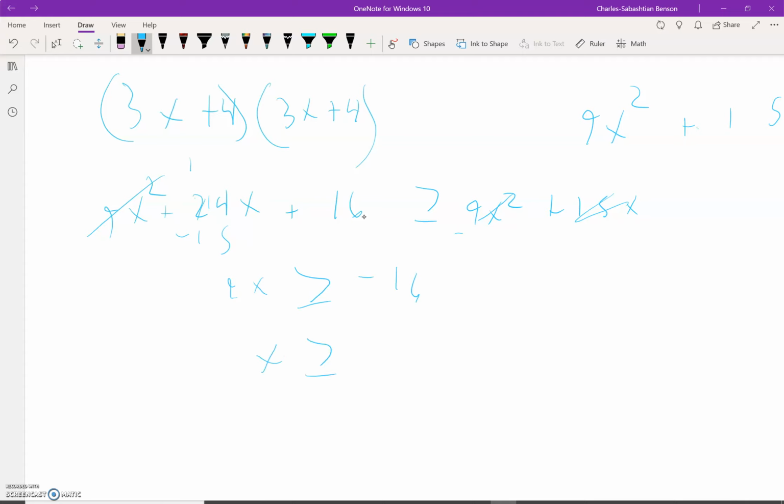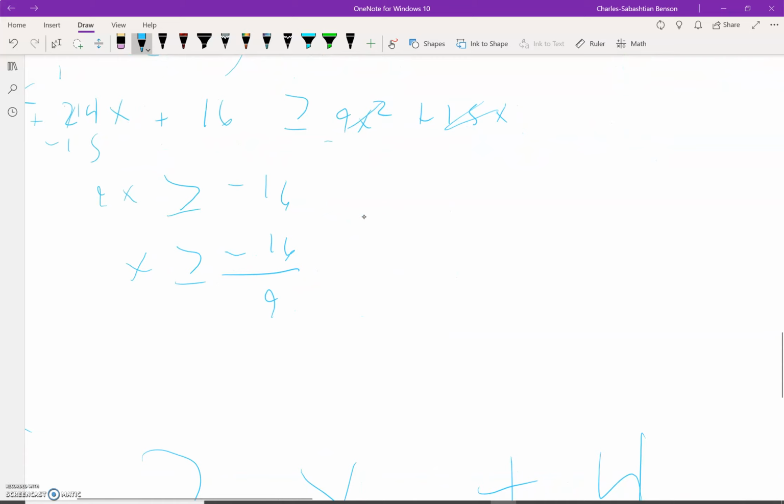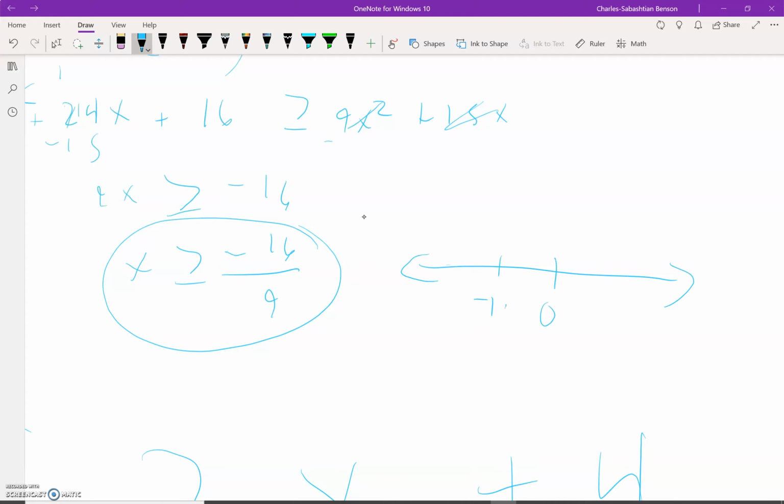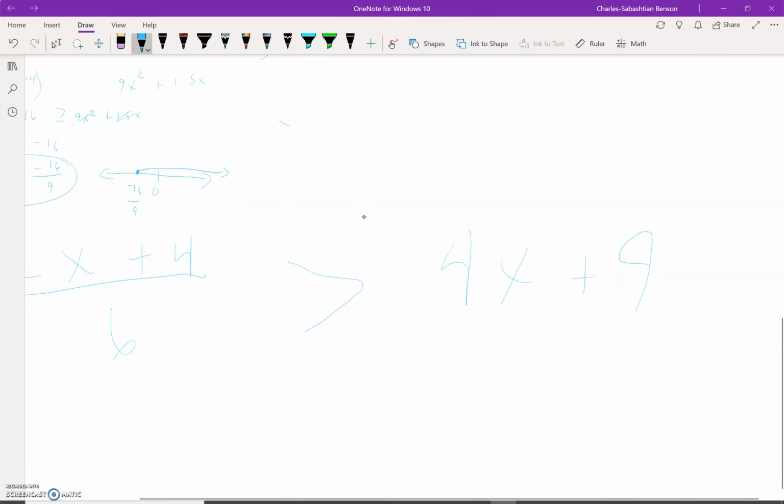And then finally we will divide. And x is greater than or equal to negative 16 over 9. Now let's draw our number line. Negative 16 over 9, and since we know it's equal to or greater than, we're going to put a closed circle and we're going to go this way. Final question. Here we go.